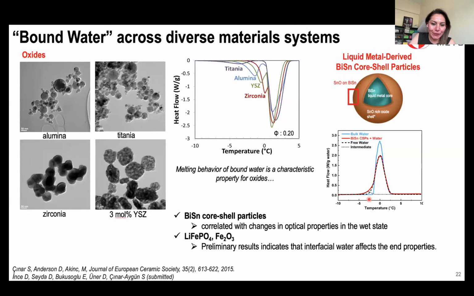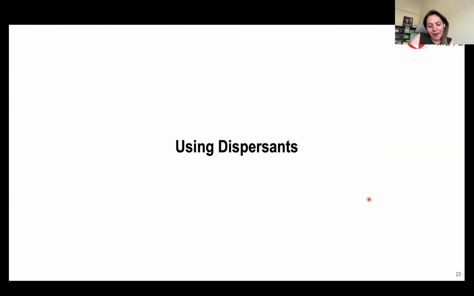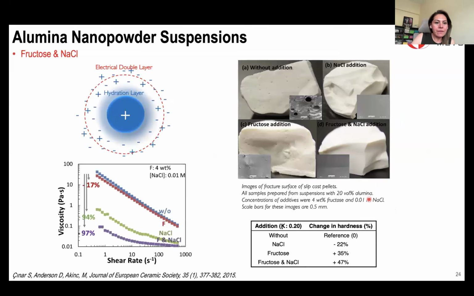But I will go back to that colloidal processing part. So we have non-aggregated particles. We put them in liquid media. Now we need to develop recipes. So we need to use dispersants. So we have that hydration layer, and we have the electrical double layer around it.